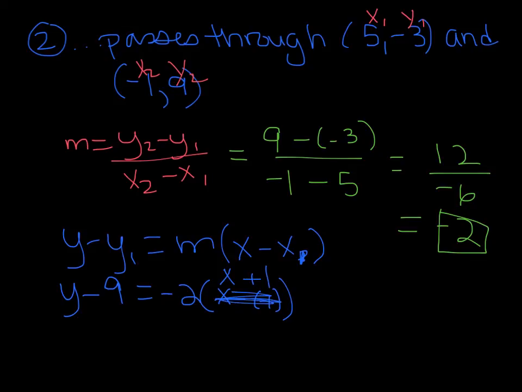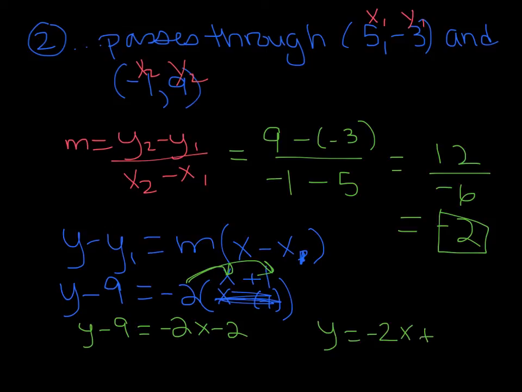From there, I am going to distribute. That gives me y minus 9 equals negative 2x minus 2. I move over my 9, and I get y equals negative 2x plus 7.